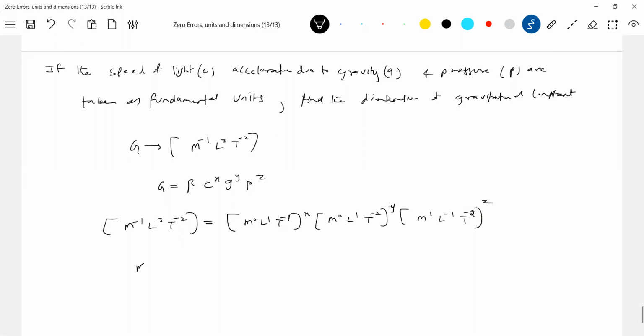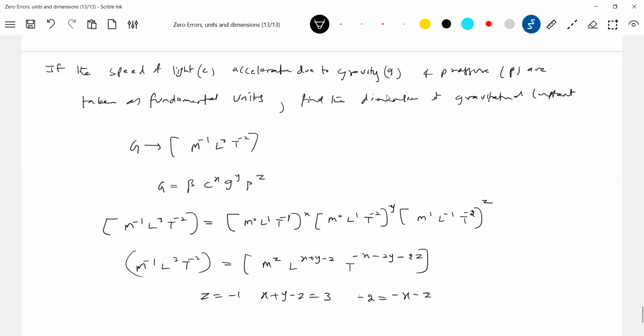So equating this, mz Lx plus y minus z, time will be... solving this, z equal to minus 1, x plus y minus z equal to 3, minus 2 is equal to minus x minus 2y minus 2z.